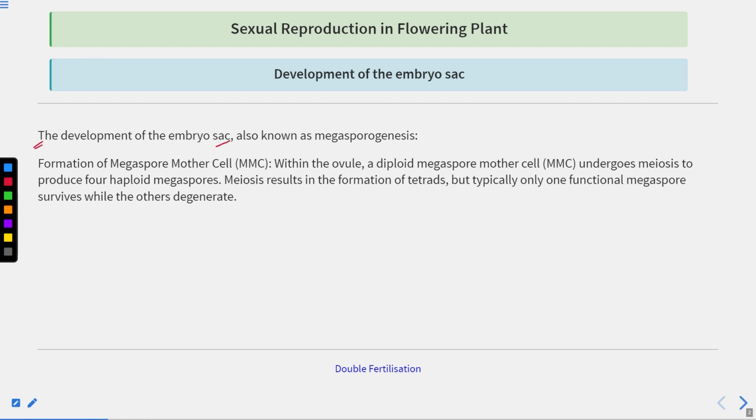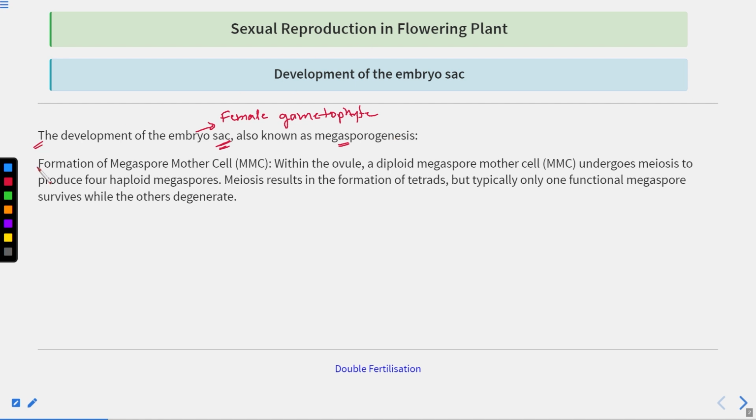So development of the embryo sac is also known as megasporogenesis. And embryo sac is known as the female gametophyte. Embryo sac is the female gametophyte and pollen grain is the male gametophyte. Now this embryo sac is present within the ovule, and ovule is present within the ovary. And ovary is the part of what? It is the part of the pistil.